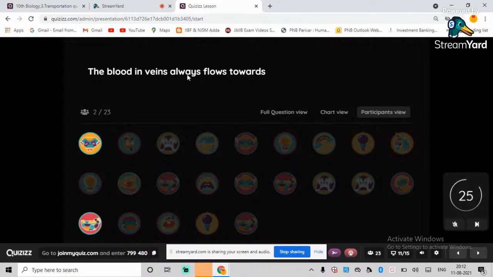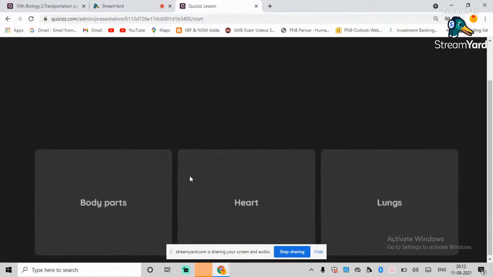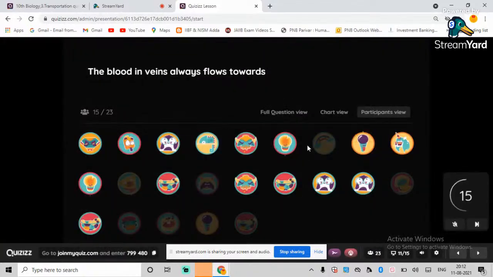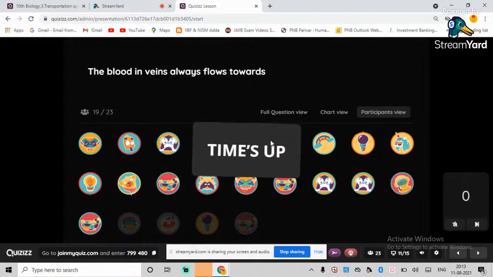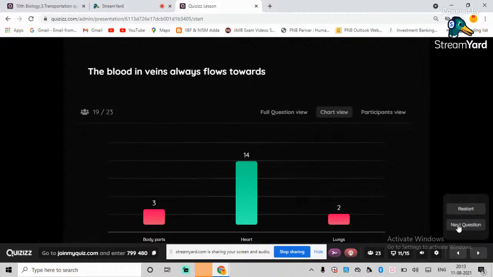The blood in veins always flows towards. So the options are body parts, heart, lungs. Time's up. So the correct answer is heart. Move on to the next.